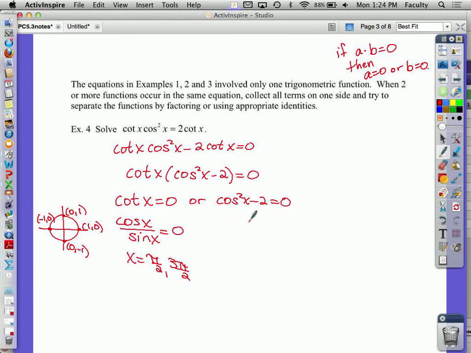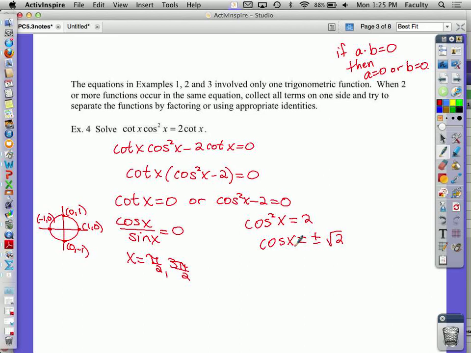Now let's come over here, and I have cosine squared x equals 2. Cosine x is plus or minus the square root of 2. Well, what do you know about the square root of 2? Approximately what is it? Without a calculator. Okay, not a bad guess. It's 1.4-ish, but we know it's bigger than 1, right? Now, do you remember from the cosine graph, the cosine oscillates between what two numbers?